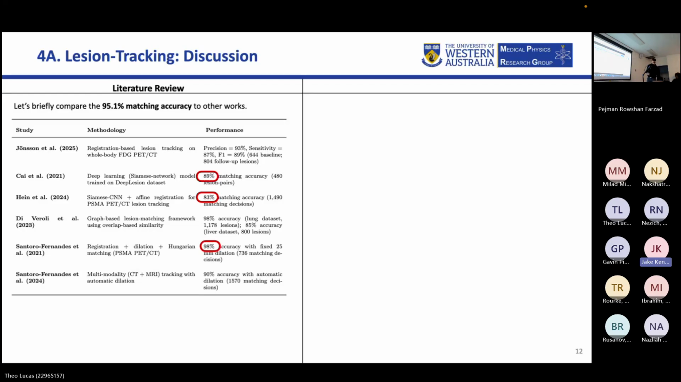And importantly, the Santoro Fernandez setup, so this is the group from which I emulated the method. In their original paper, they actually achieved 98% matching accuracy, but this was done with a 25mm dilation. And so what I think happened is that they likely overfitted to their data set, as what we found was that the higher the dilation radius, the poorer the accuracy.